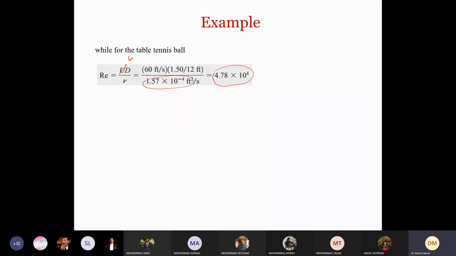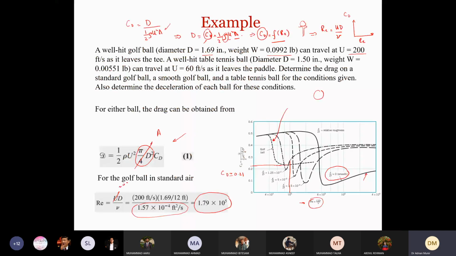The Reynolds number in this case is lower as compared to the golf ball's 10 raised to the power 4, because the incoming U is lower in this case. So for this value we can work out here. We can see 10 raised to the power 4 here, and then you can see that CD is around 0.5 for the table tennis ball, right?